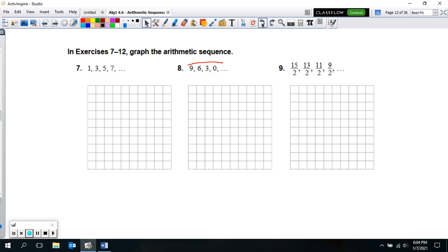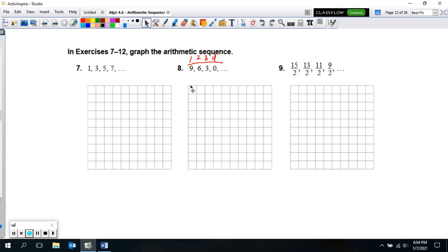So you can do it. I'm going to put a line there, and then for 9 I'm going to give it a 1. That's my x number. 6 we're going to get 2, and then 3 is a 3, and then 0 is 4. So first term, second term, third term, fourth term. These are our x numbers. So this is a 1, 9, a 2, 6, a 3, 3, and a 4, 0, as we're going to put them on our coordinate plane here.